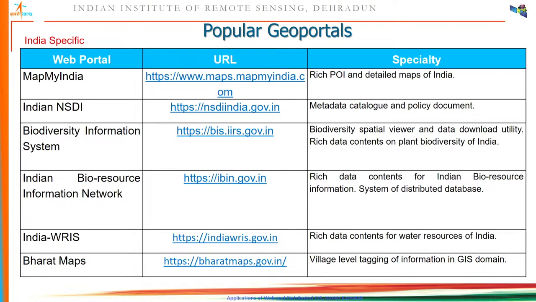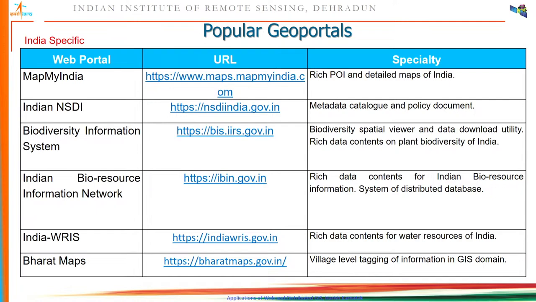The Biodiversity Information System and the Indian Bioresource Information Network are two websites hosted at the Indian Institute of Remote Sensing, Dehradun. For the last 10 years, we have been offering data related to biodiversity maps, like the vegetation type map, fragmentation, biological richness, disturbance index, and so on. These are the output of a specific scientific project done by the Department of Space and the Department of Biotechnology, and these maps are available for download. We also provide rich data contents on the plant biodiversity of India. These data sets are available from this website.